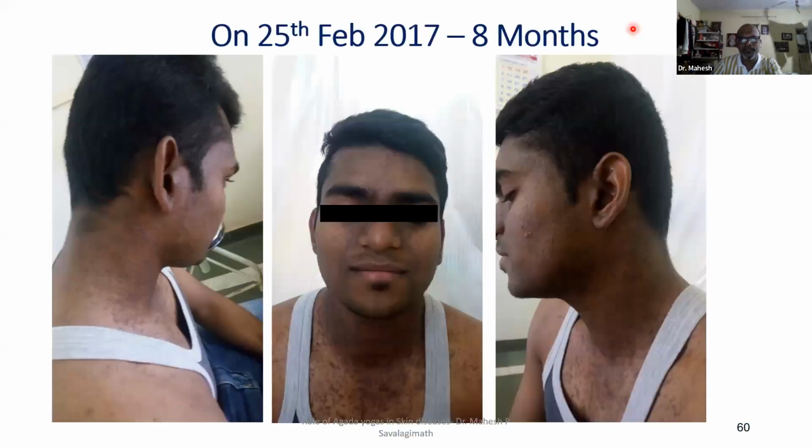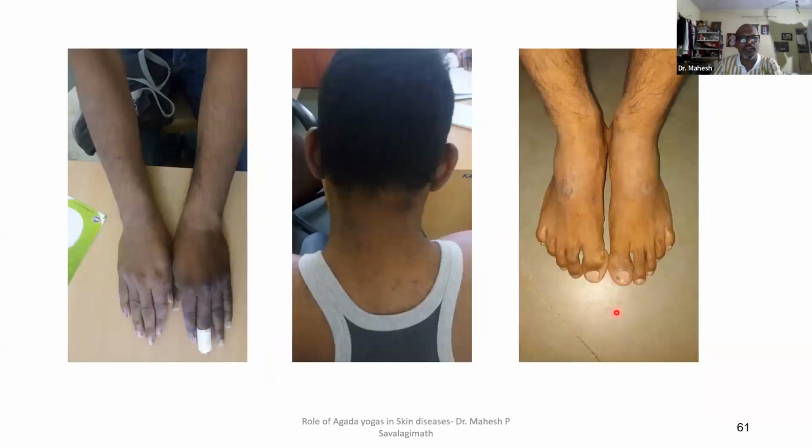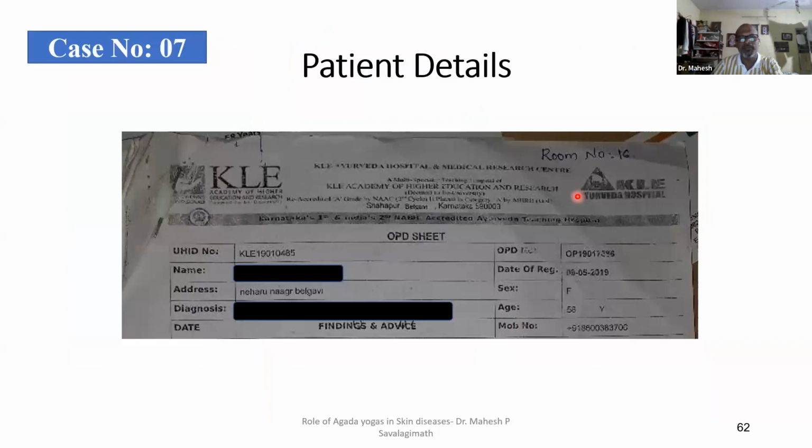This you can see on 25th February, after 8 months. Very important is he is now walking under the sun, even in shorts, wearing a banyan, with no restriction of solar exposure at all now. You can see other parts, the hands and all, he was completely all right. So how did we treat him? We treated him based on the concept of Dushivisha.